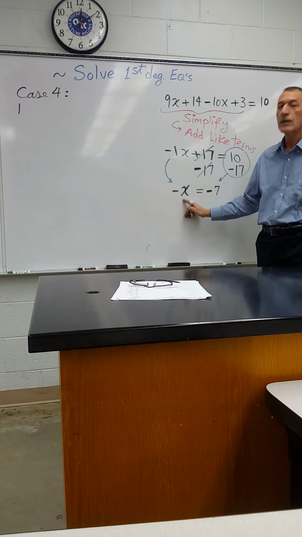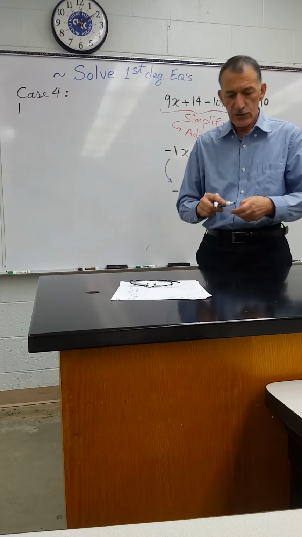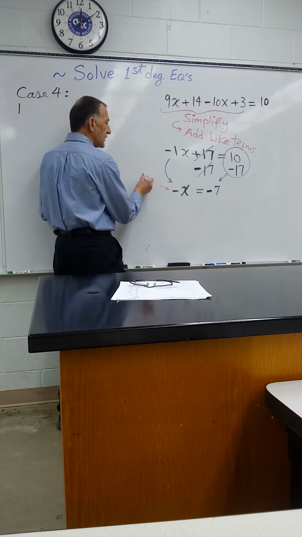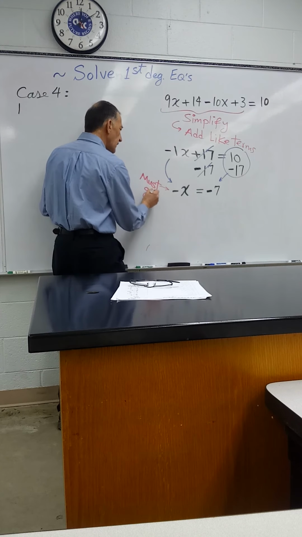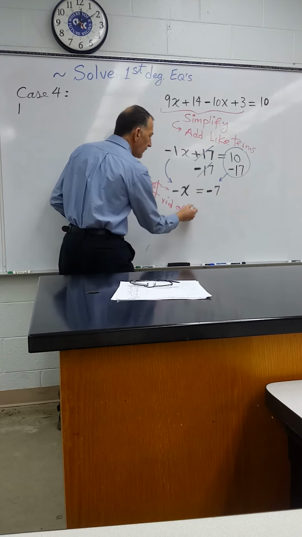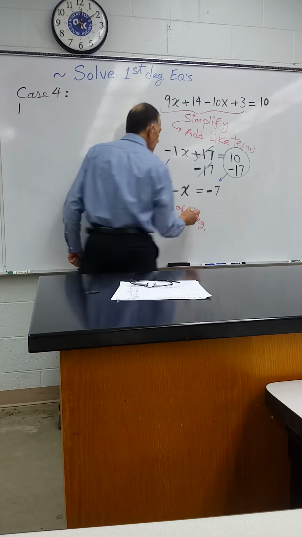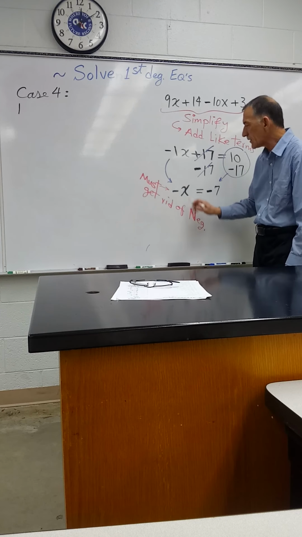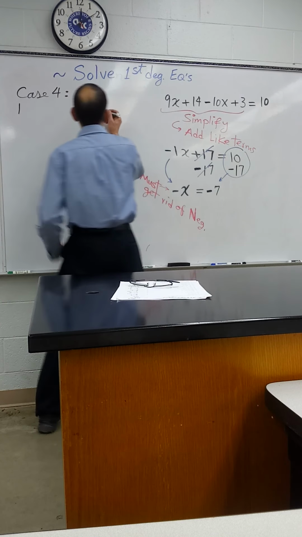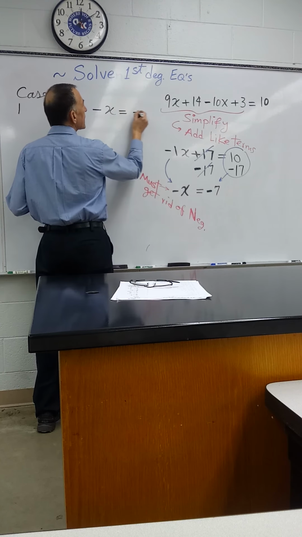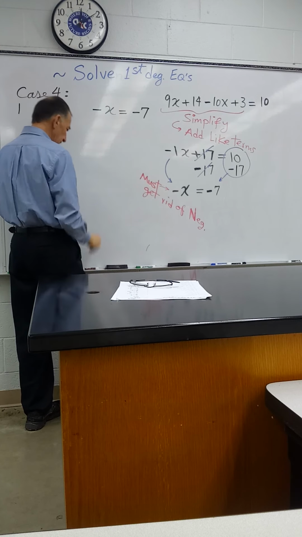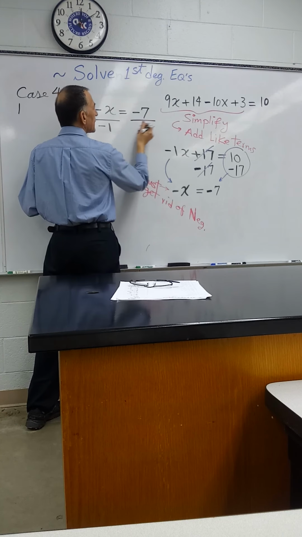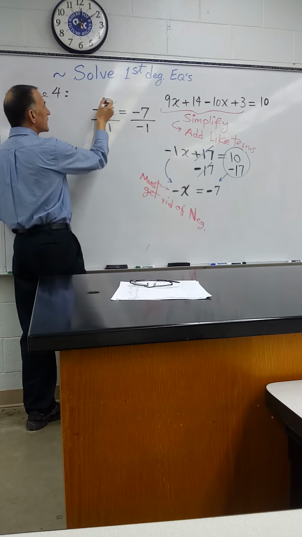The final answer has to be the unknown, positive unknown, not negative. So therefore, it's a must. You must get rid of the negative. Now, how do you get rid of the negative sign? Very simple. You can divide both sides by negative 1 or multiply both sides by negative 1. If you have negative x equal to negative 7, you divide this side by negative 1, divide this side by negative 1, and therefore these two negatives cancel.